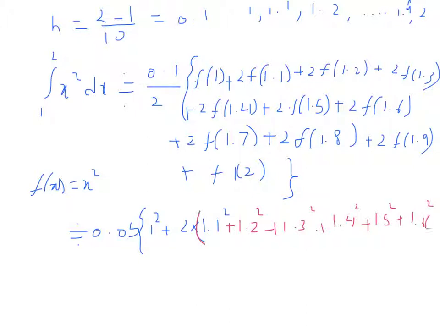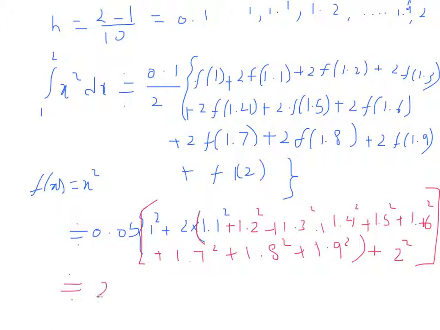1.6 squared, plus 1.8 squared, 1.9 squared, close the bracket, plus 2 squared. And this all can be done on the calculator, and the approximate area would be 2.335, using a calculator to calculate all that. And this is actually the trapezoidal rule for the same curve, but using this time 10 equal subintervals.